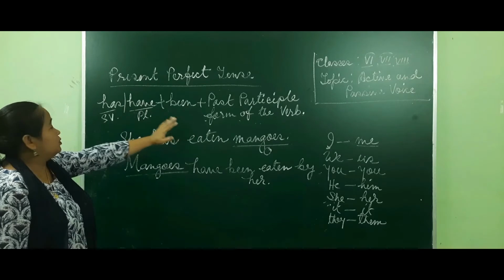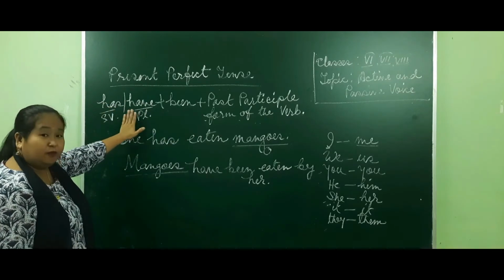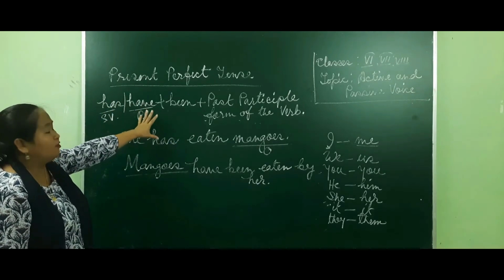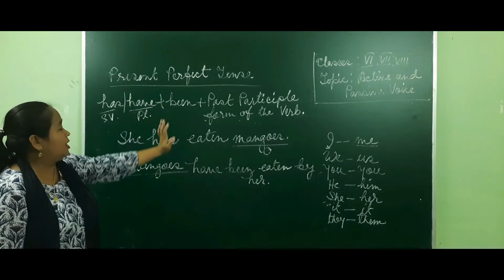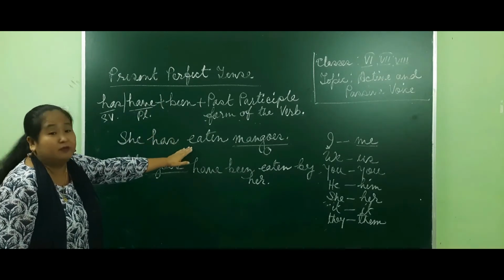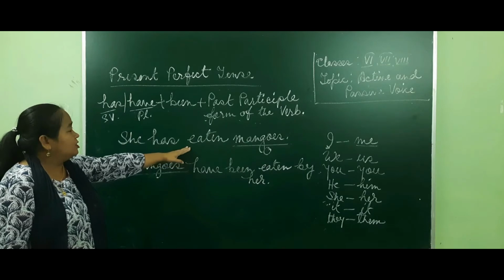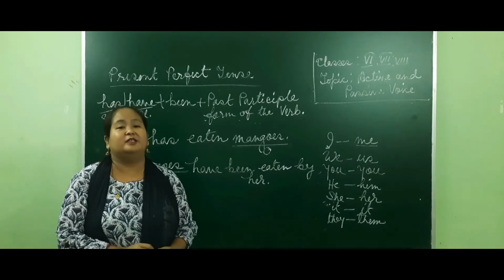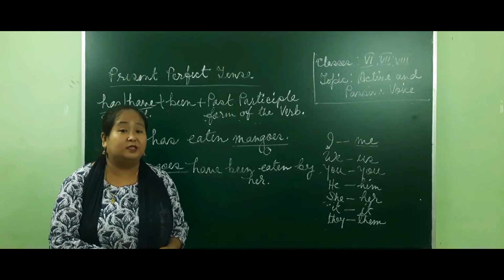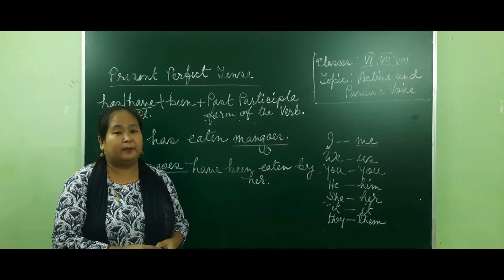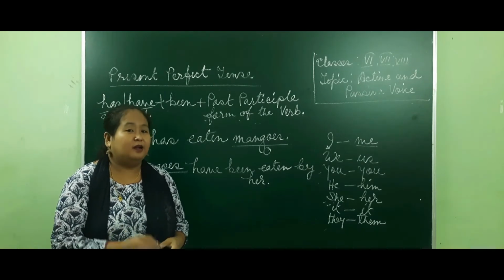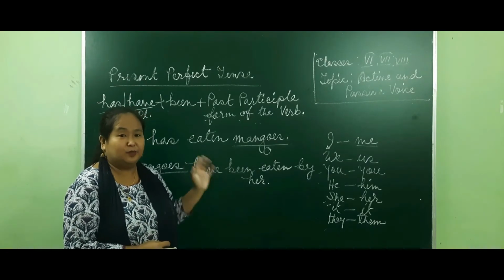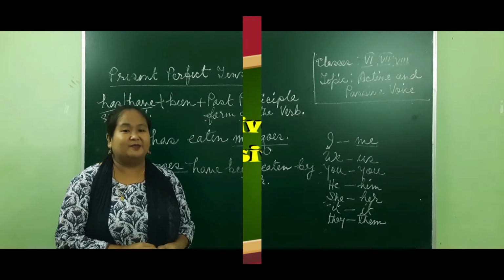For present perfect tense we use has been for a singular subject, have been for a plural subject, plus the past participle form of any given verb in the active voice. So today we have learned what active and passive voice are, and how to change from active to passive voice according to various present tense forms. Now we shall see a small clip on active and passive voice.